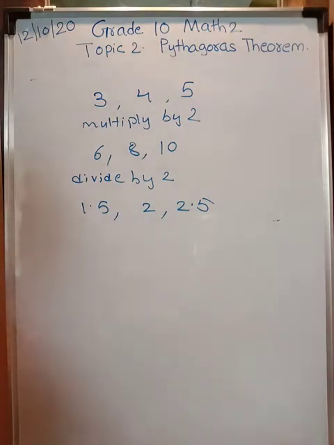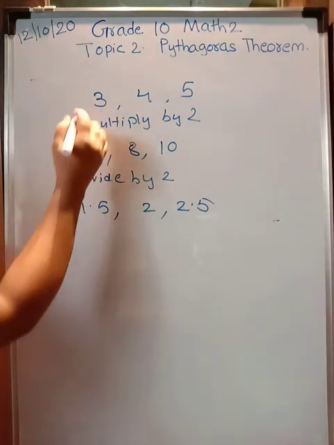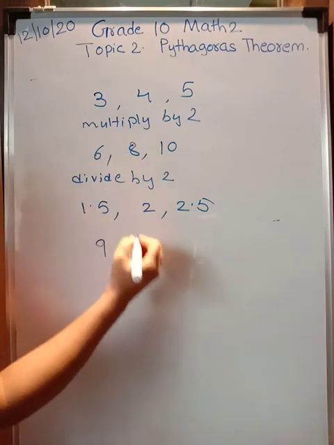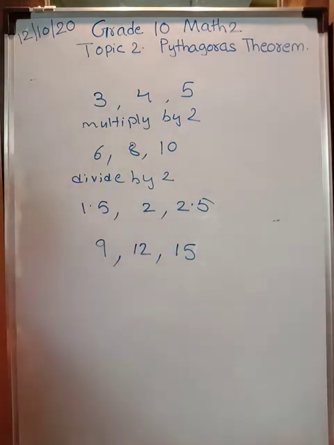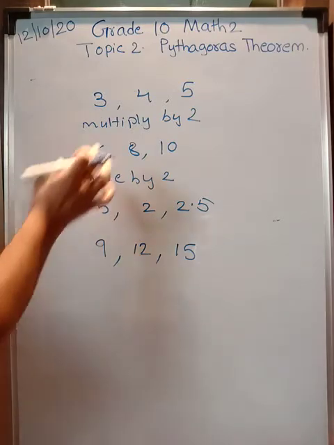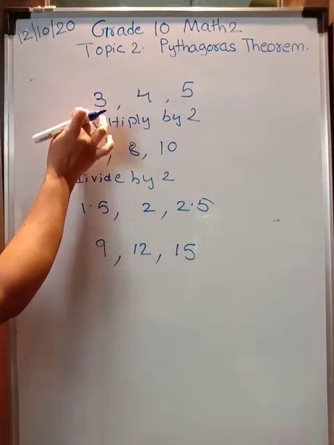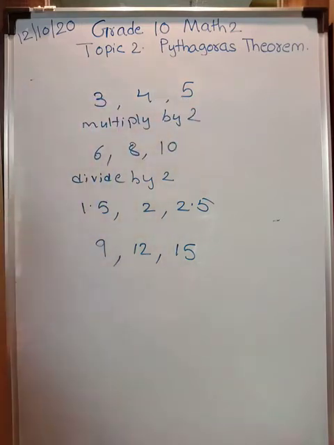Isn't it interesting? If I multiply by 3, what will I get? 3 3s are 9. 3 4s are 12. 3 5s are 15. See, this is also a Pythagorean triplet. Is it clear, everyone? Okay. So, if you divide or multiply by any number of your choice to this basic Pythagorean triplet which is known to everyone, then also you are likely to get a Pythagorean triplet.